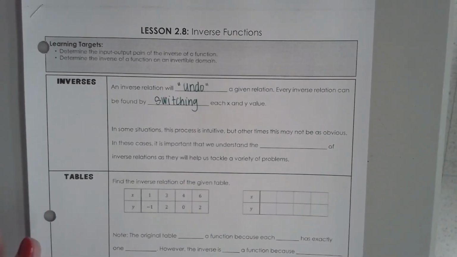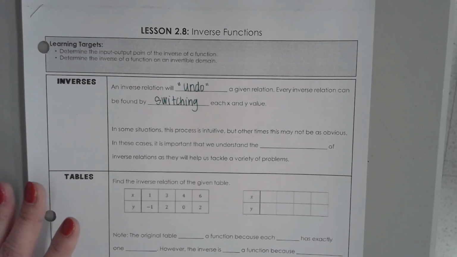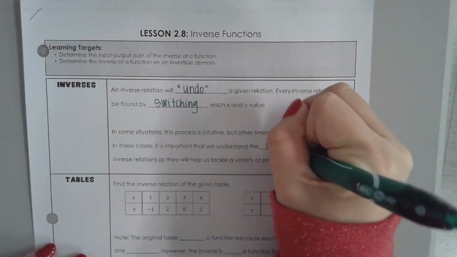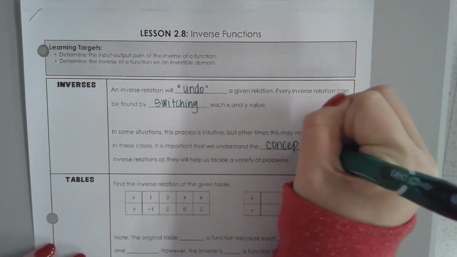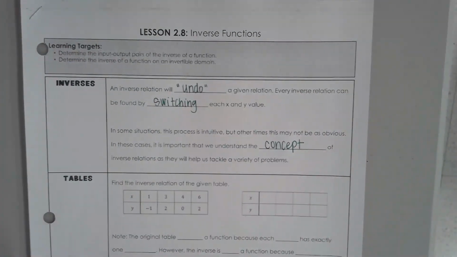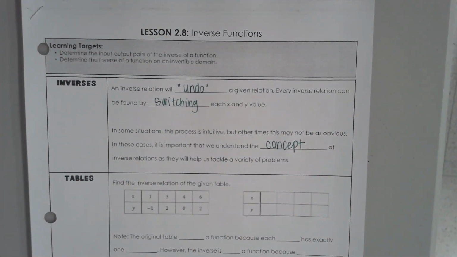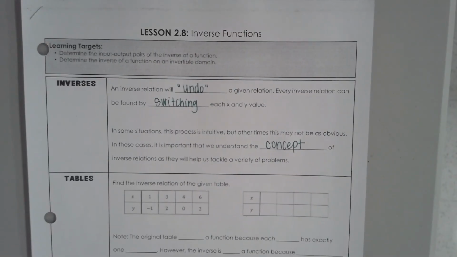Tables, obvious. When you get to graphs, a little bit harder. Equations, there's a little bit more that we have to do. But it is important that we understand the concept of inverse relations because you're going to see them a lot. You kind of have to understand what's going on.